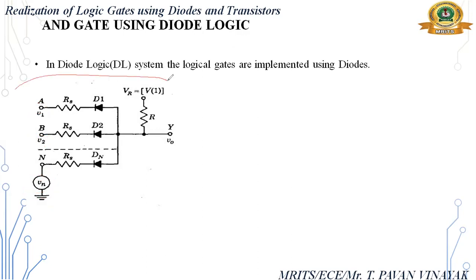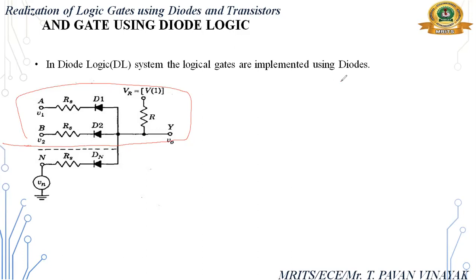This is the AND gate. Let us see the working of this. Now I am explaining with respect to two inputs, which means up to here only the circuit is available. Now let us see what is the working of a diode.